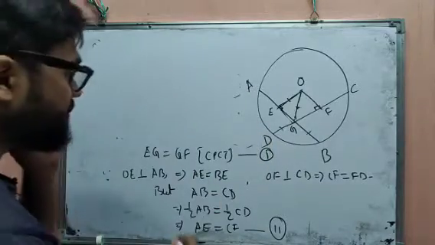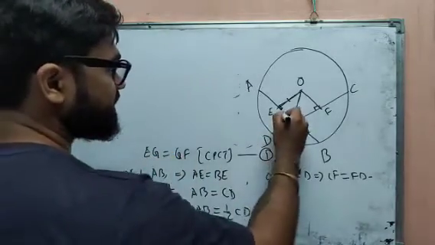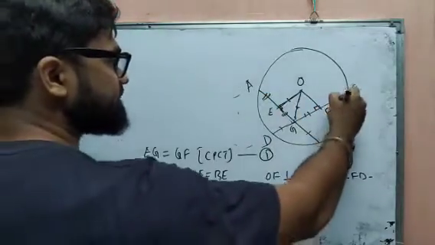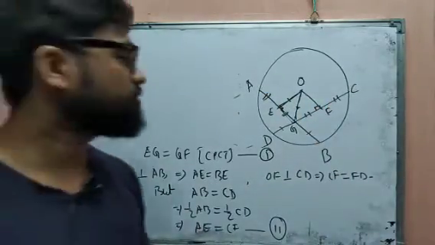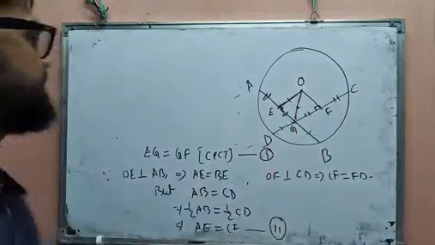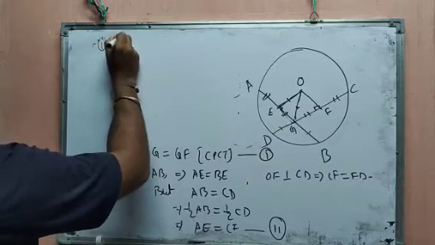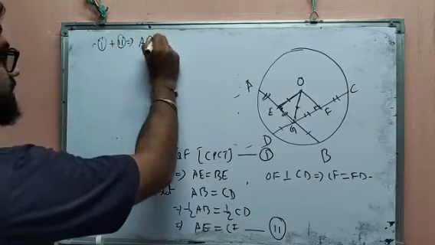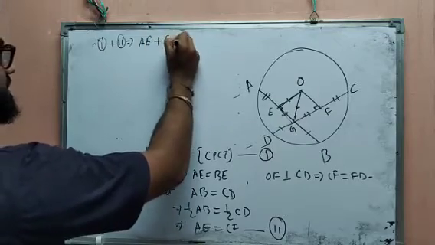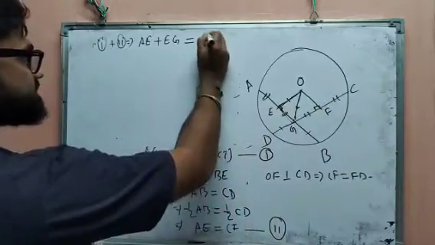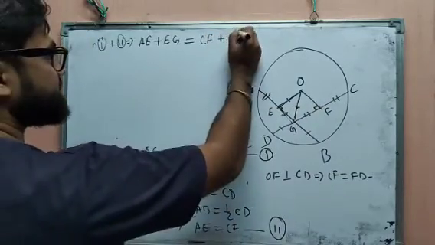In number one we have been given EZ equal to ZF, and in number two we have been given AE equal to CF. So if we are going to prove this corresponding part, that is AZ equal to CZ, simply do 1 plus 2. What you will get: AE plus EZ equal to CF plus FZ.